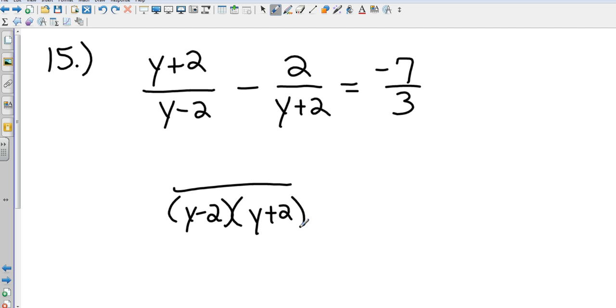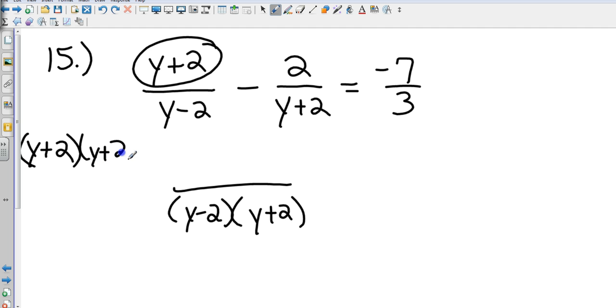Okay, so now on the left-hand fraction, it has a y minus 2. What does it not have? A y plus 2. So I need to multiply the numerator, which coincidentally is y plus 2, times y plus 2. How do I multiply binomials together? FOIL method. So when I FOIL that, what am I going to come up with? Y squared plus 4y plus 4.